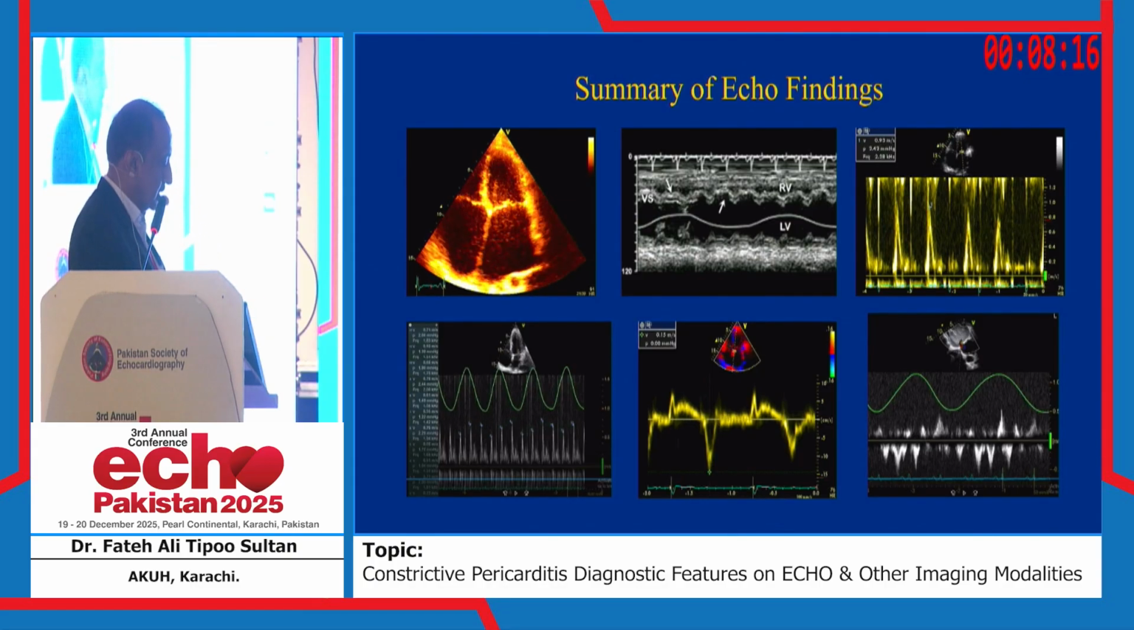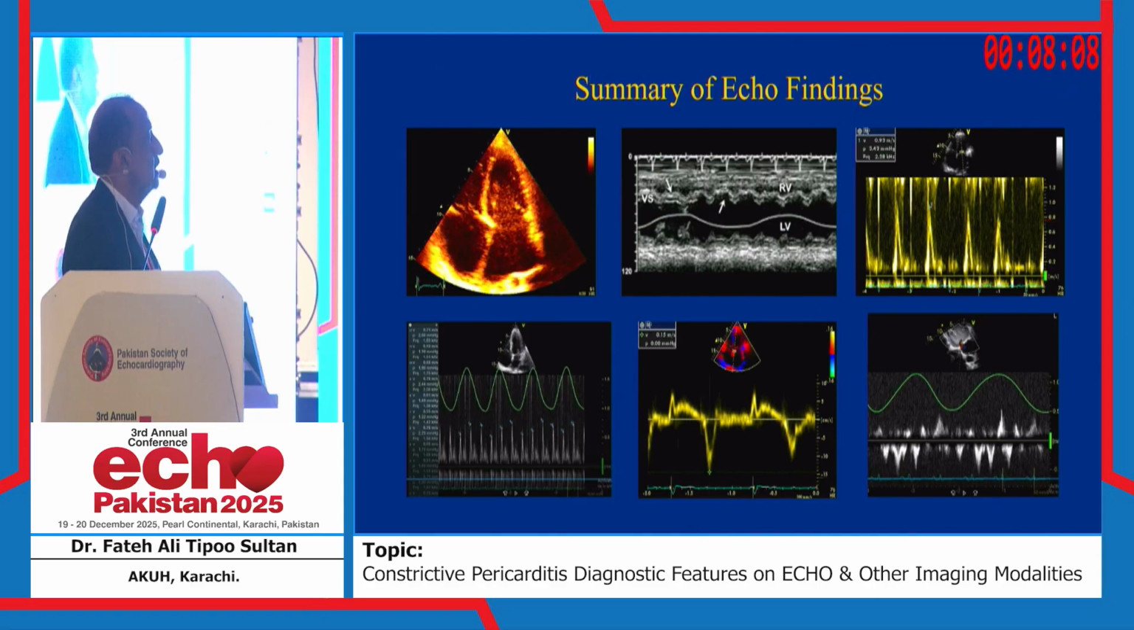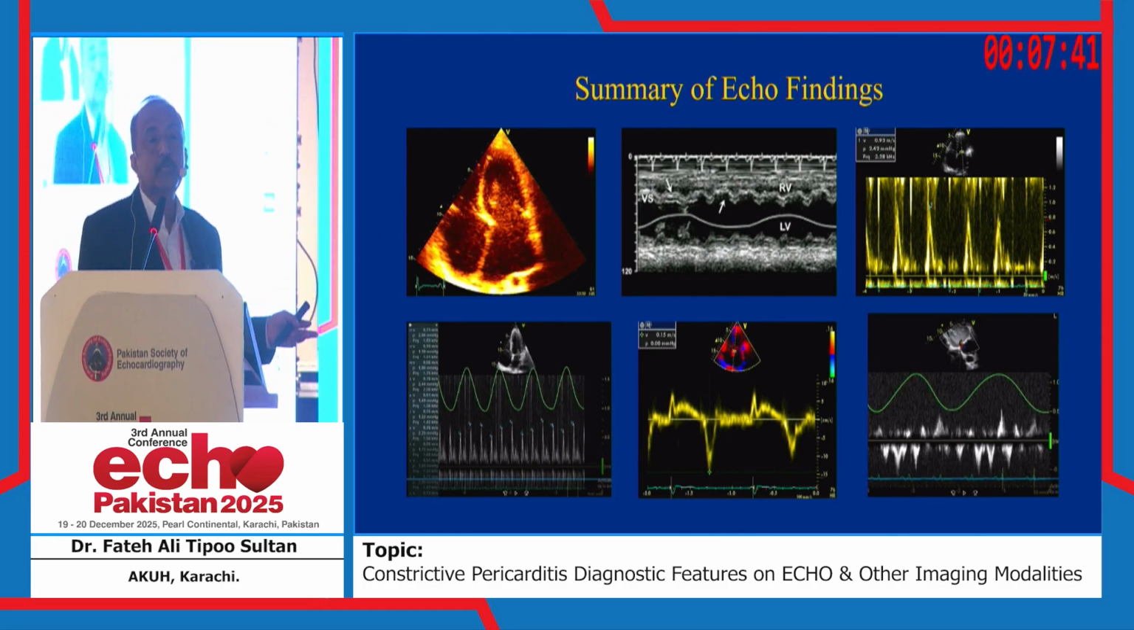And मैं जल्दी से quickly इसको revise कर देता हूँ ताकि आप लोगों को take home message कह लीजिए for the juniors. So there is biatrial enlargement, there is septal bounce or septal shudder, there is respirophasic septal shift, and there is increased mitral inflow E velocity, and there is increased respiratory variation in mitral and tricuspid inflow velocities, and their E prime would be supernormal, and the lateral E prime is lower than the medial E prime, and there is diastolic flow reversal in the hepatic vein Doppler during expiration. So this is the whole story on the echo.